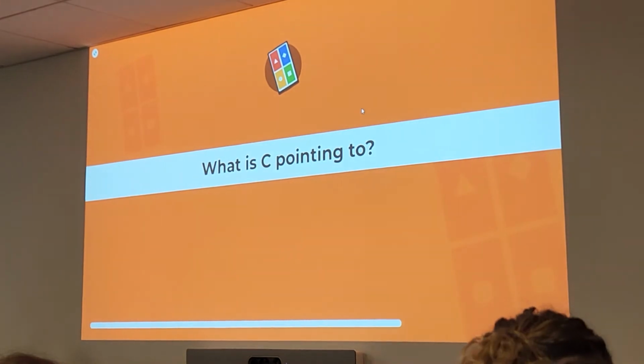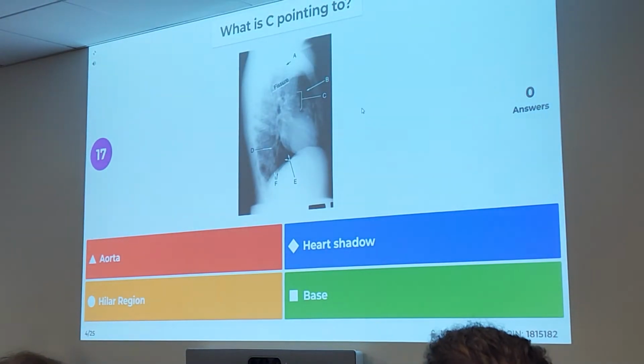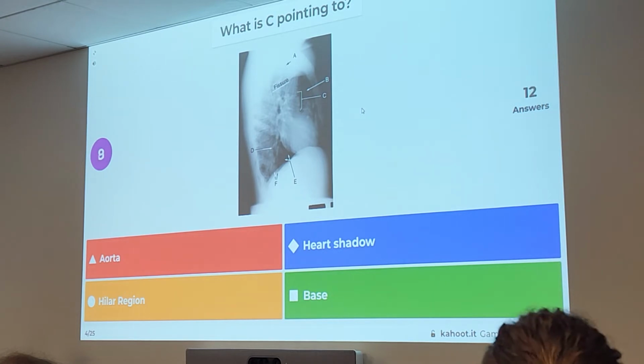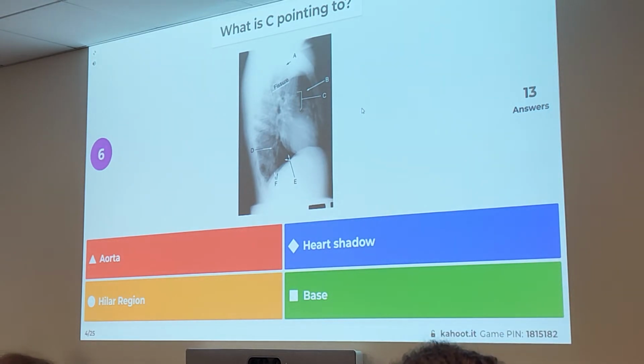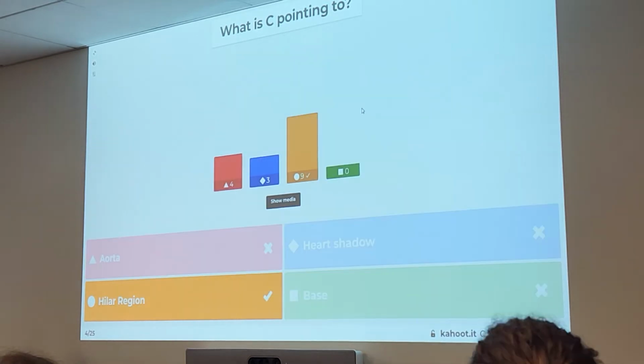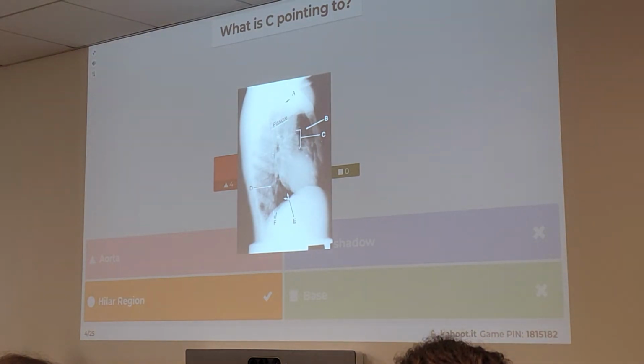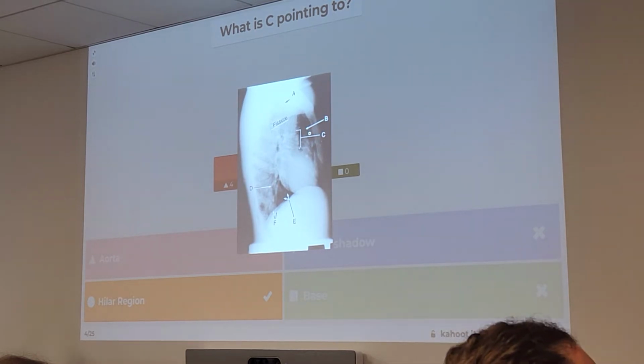What is C pointing to? That is the hilar region. So the hilar region, guys, is this region right here where I'm putting my cursor. The heart shadow is going to be all this down here. The aorta you can't really see in this picture, but it's typically going up like this. What's B? This B, that's just part of the lung.